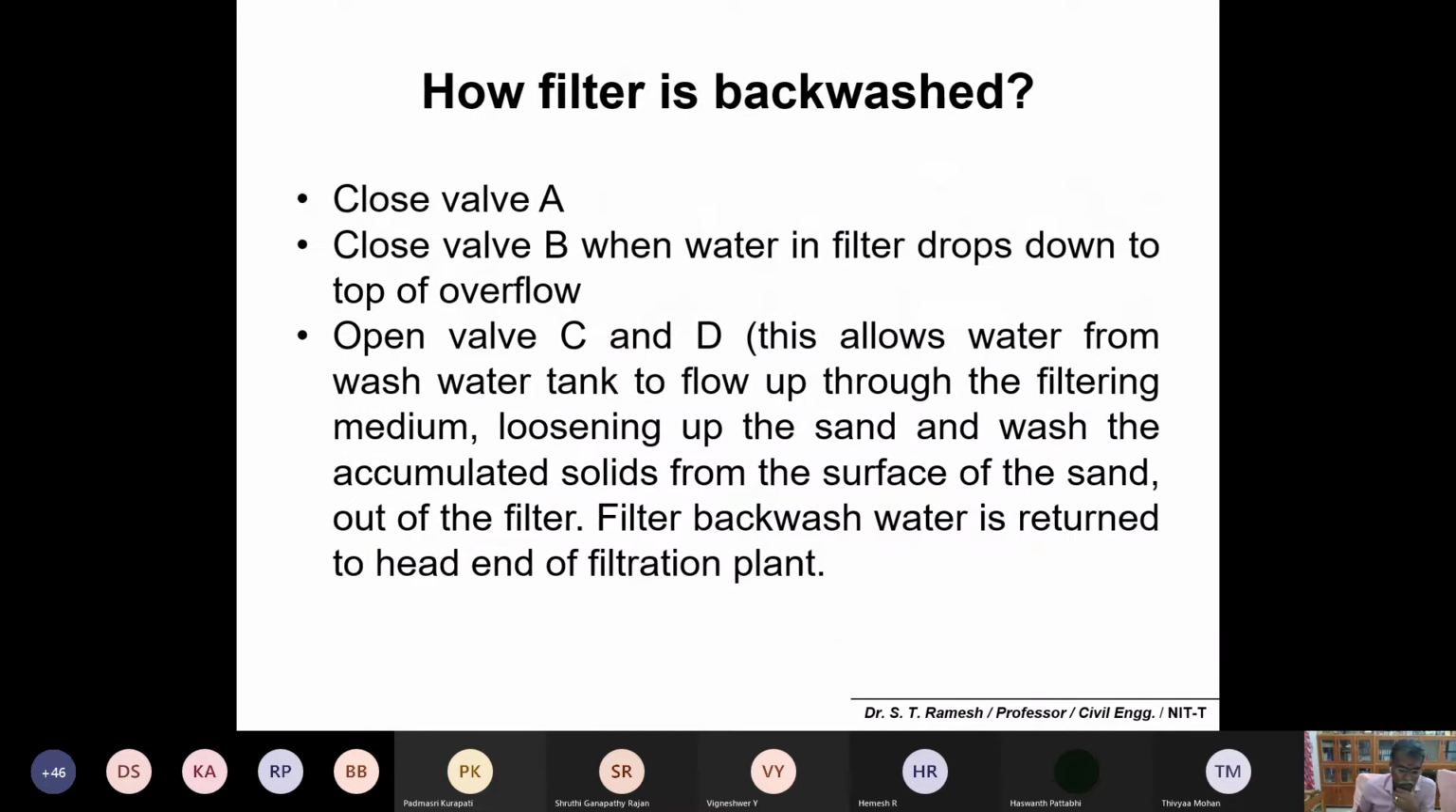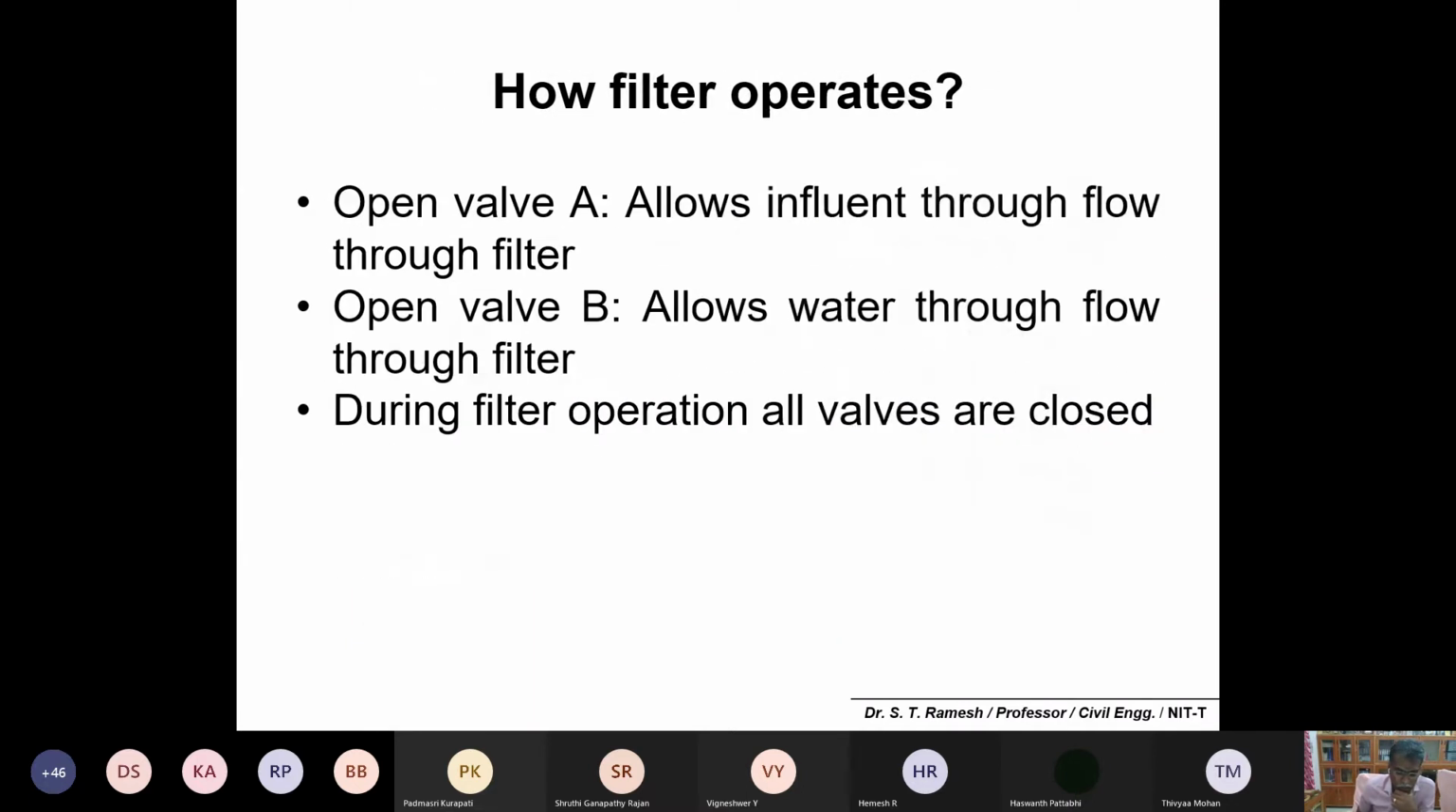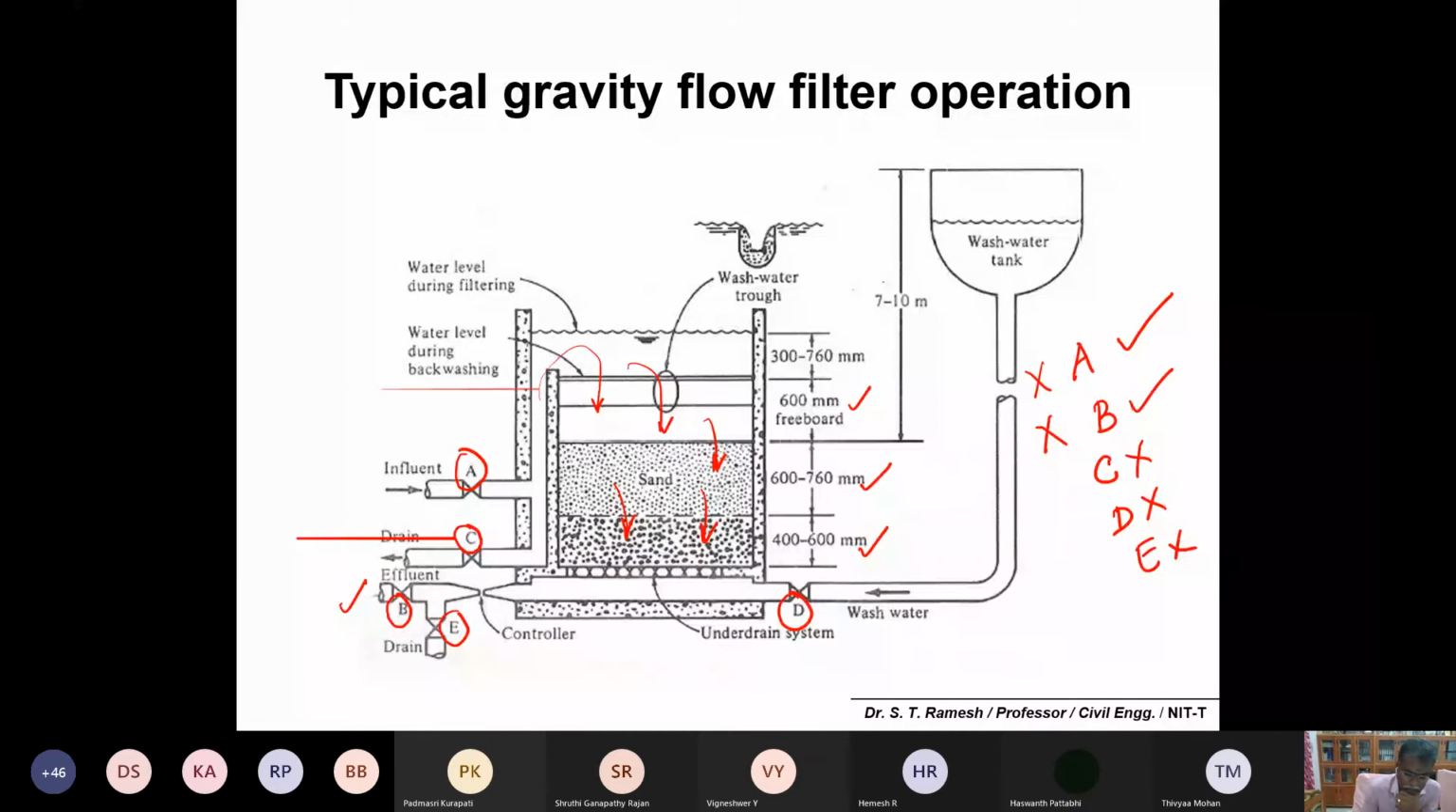Now what do I have to do? Open the valves C and D. Open valve C and valve D. Thereby, pressurized water can be allowed to pass through, the water level will rise, and the bed also will expand. I may collect the backwash water by simply opening valve C. Is it okay?